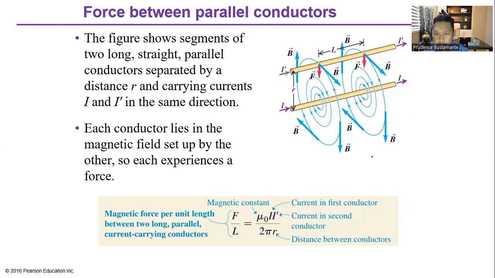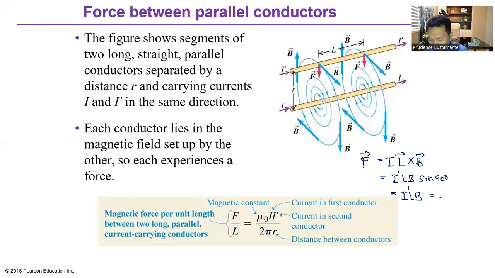Let's recall that the force is equal to I prime L cross B, where L is the direction of the current I and has magnitude L. Since B is perpendicular to the length of the conductor, the magnitude of this force is I L B sine of 90 degrees, so this is equal to I prime L B.